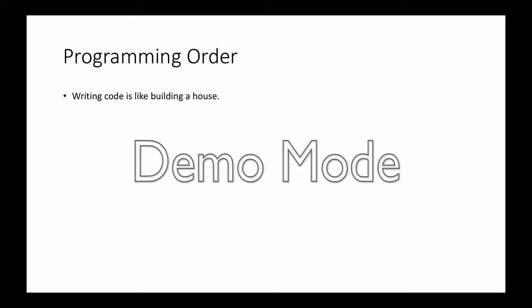In this model, we will look at how JavaScript is run and in what order JavaScript code is run. So when we are writing code, it's almost like building a house, right? There is a logical sequence of steps that need to happen for me to build a house, for example.